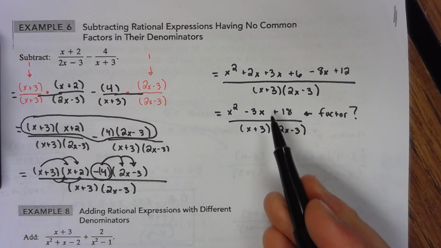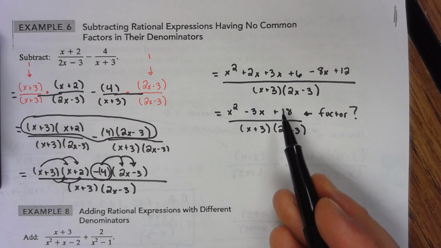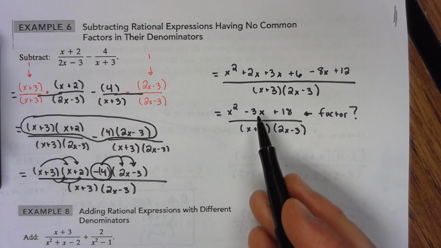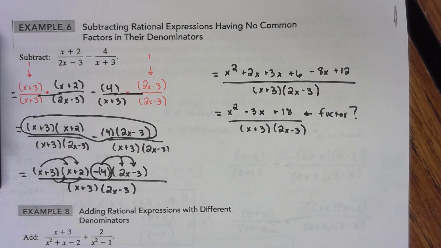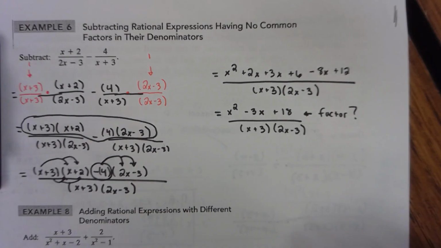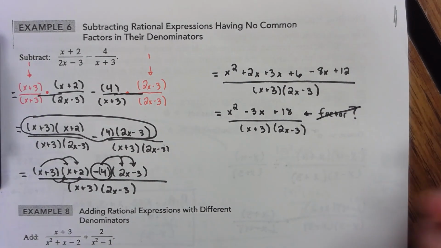Okay, so I'm asking myself, are there numbers that add to negative 3 and multiply to 18? My head goes to, oh yeah, 6 and negative 3. But if I take 6 and negative 3, are they going to multiply to a positive 18 now? Nope. So they actually do not factor, which is good for us because that means we're done. The numerator does not factor any further, and thus there won't be anything else that divides out. So does it factor? No.